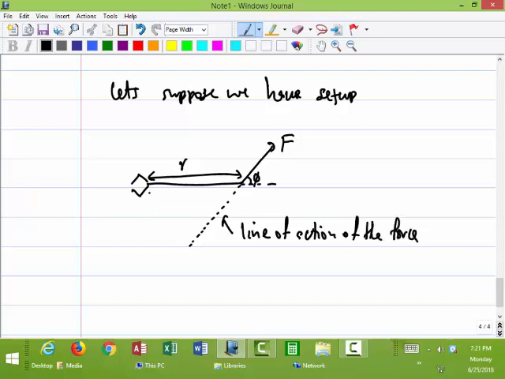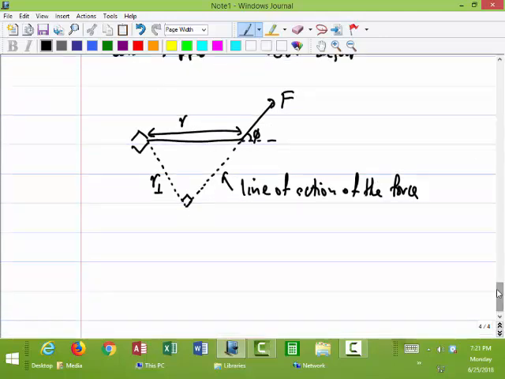So now we can take a line from the lever arm here. Let's call this R perpendicular. So this angle is 90 degrees. So this is the perpendicular distance from the lever arm to the line of action of the force.